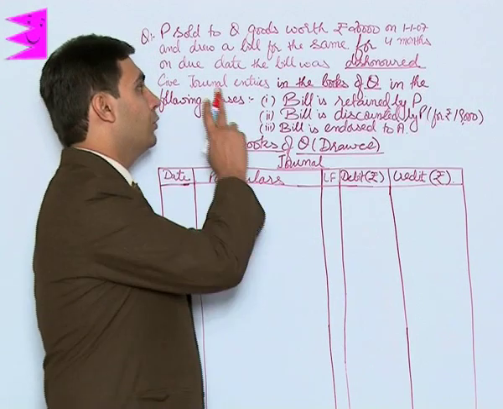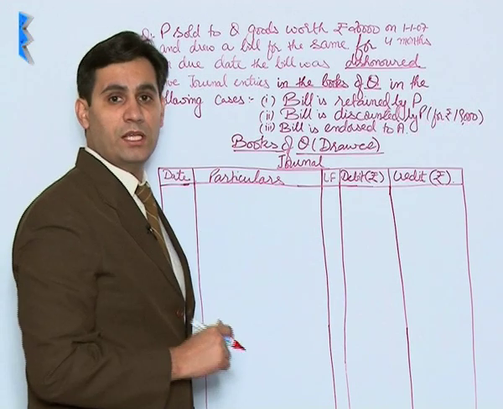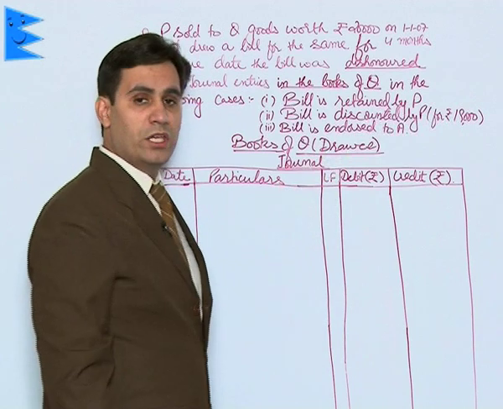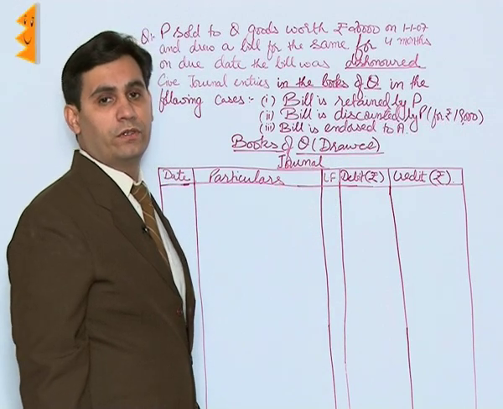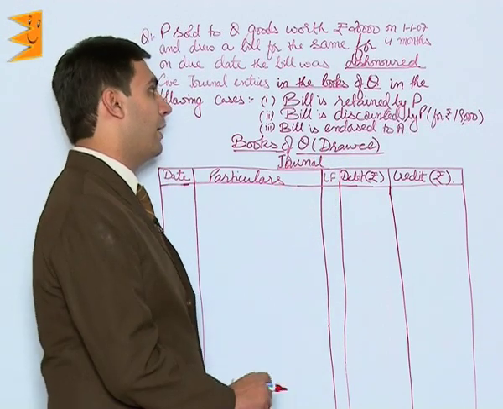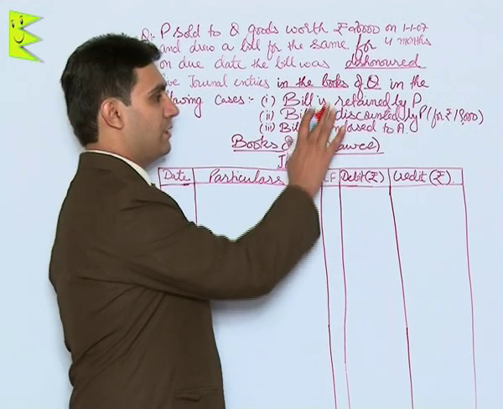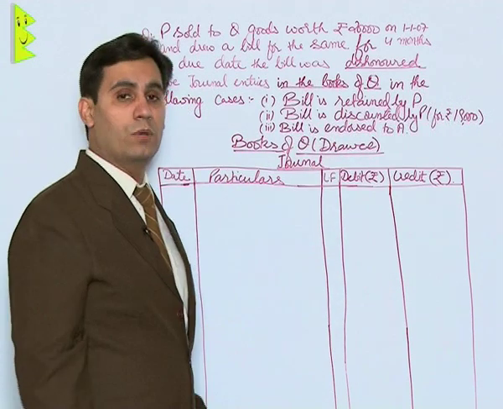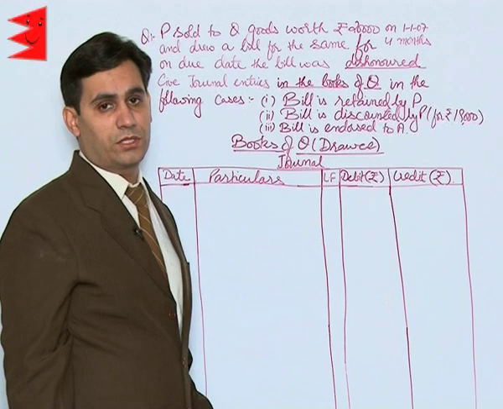Now students, here Q is the purchaser, that means Q is the drawee. So here you are required to give entries in the books of drawee, and you are required to give entries in the following cases, that is bill is retained, bill is discounted and bill is endorsed.